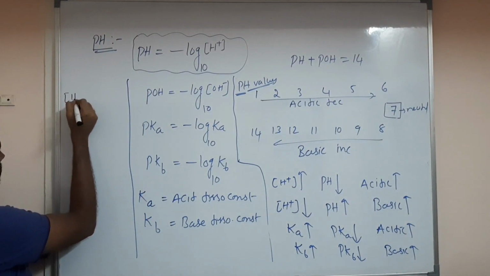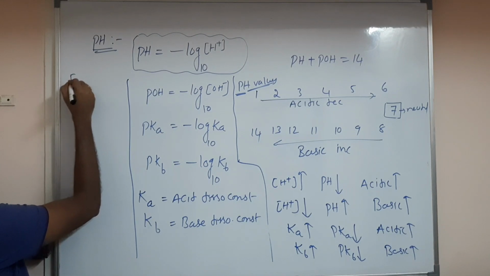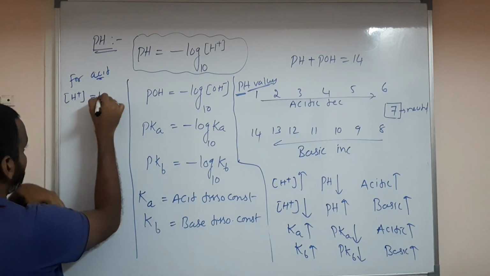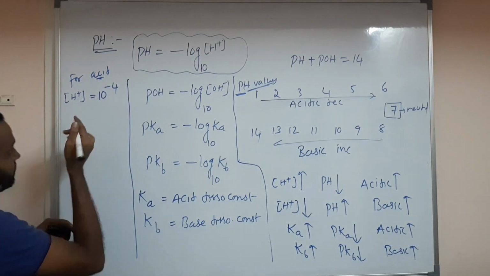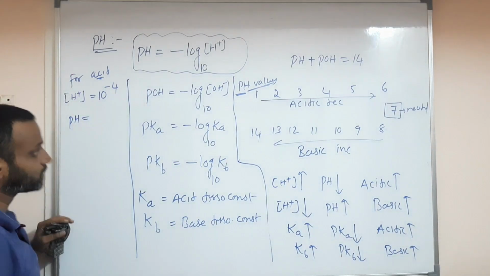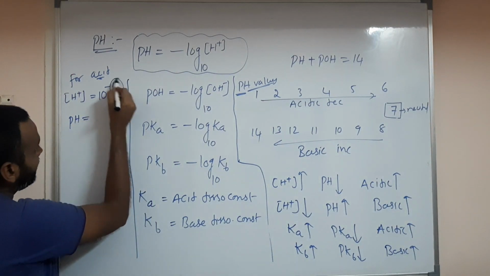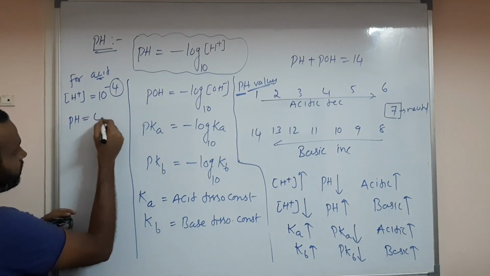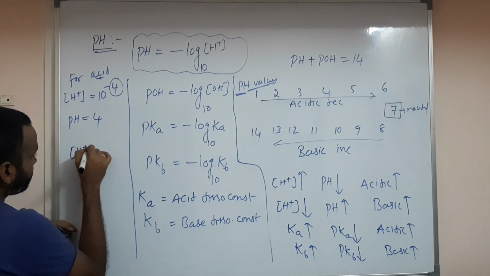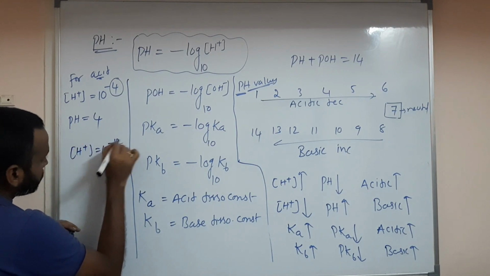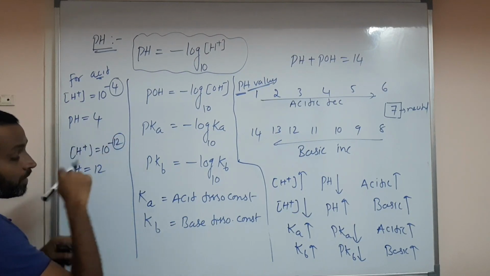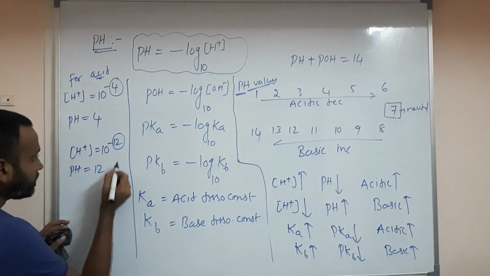For a particular acid, if H plus is given as 10 power minus 4, then what is pH? No need to calculate actually. What number do you have? Only the number. 4. So pH is 4. If the concentration of H plus is 10 power minus 12, then what is pH? 12 only. What number do you have? That is the pH. Here 12.